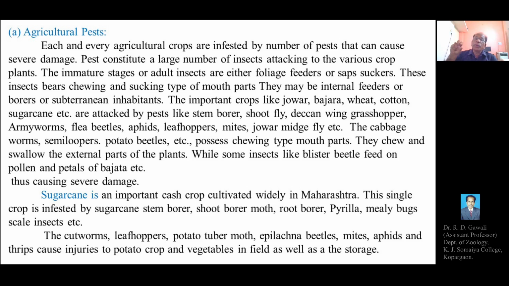So these are the group of the insect pests, which again have hundreds of species which are attacking the single crop and causing its loss, like potato. Even the same pests are also attacking a variety of vegetable crops in the field, and also the potato and the variety of vegetables in the storage also.